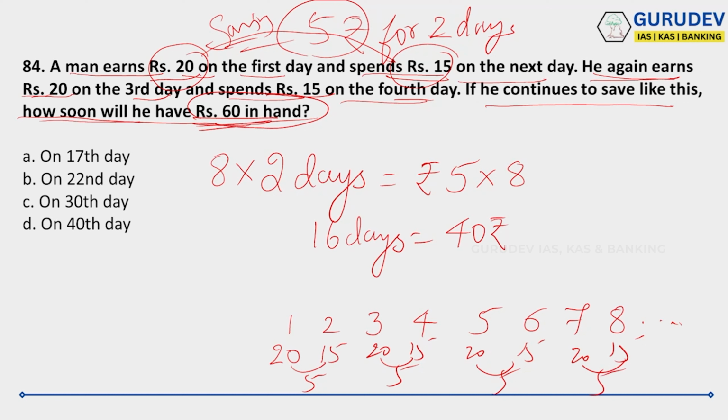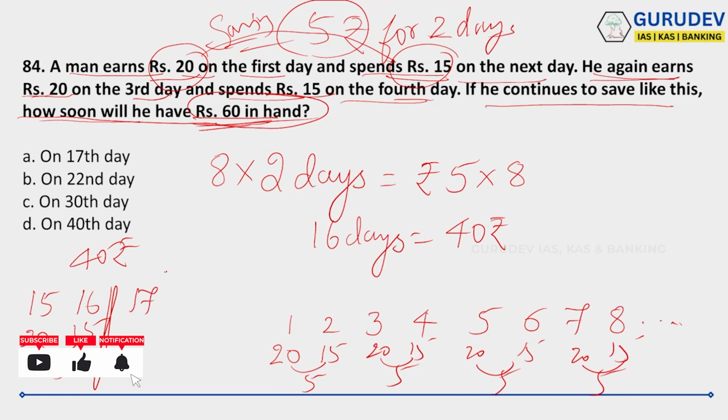Okay. One thing you tell me, after the 16th day, this is the 15th day, this is the 16th day. Okay. On the 15th day 20 rupees, on the 16th day 15 rupees he is spending. What is he getting? 5 rupees. On the 16th day, he is getting how much? 40 rupees in his hand.